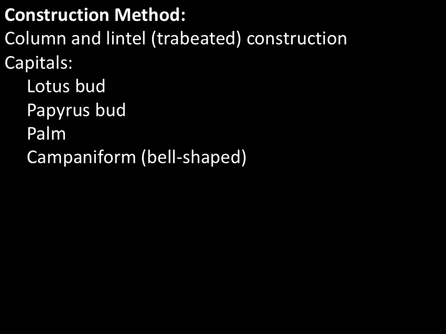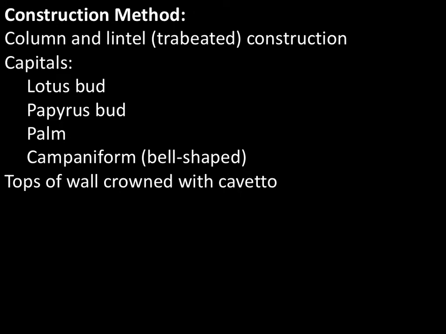And the top of the column is a decorative capital, and the capitals mimic the kinds of plants from the area. So we see some that are a lotus bud, or a papyrus bud, or a palm shape, or a campaniform, which is a bell shape, mimicked from Mother Nature's plant world. Where we have a wall, it's crowned with a cavetto molding. We saw that at the top of the pylon, where it had that large curved molding at the top.